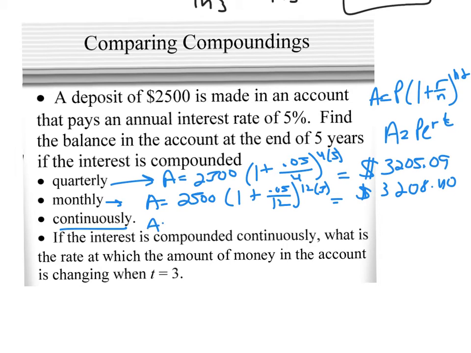So the difference here is now you're plugging in 2,500 times e, so it's like 2.8, to the 0.05, because that's our rate, times t, which is 5. Plug that into your calculator, and you should see it's higher. You get 3,210.6, I think. Notice it's not a ton more money, but over time, that'll increase. So that's why they tend not to use that.